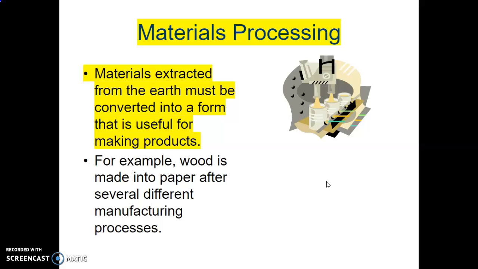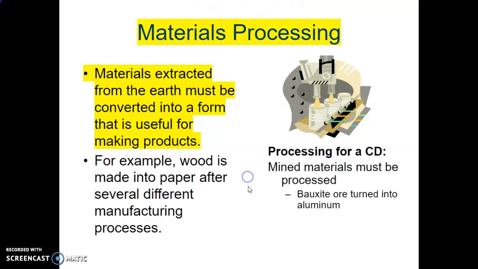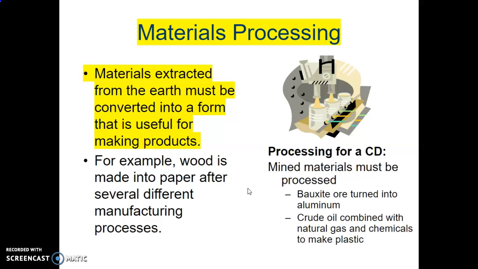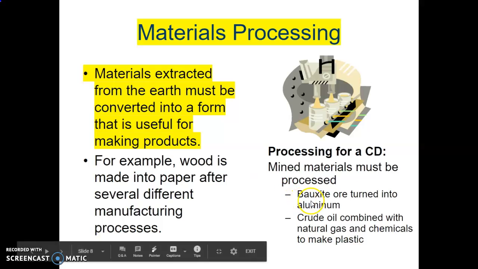Then those raw materials get processed. So materials extracted from the earth must be converted into a form that is useful for making products. Example, wood is made into paper after several different manufacturing processes. Okay, this is called materials processing. Processing for a CD: mined materials must be processed. Don't know how to say this word, bauxite, I think, turned into aluminum. Crude oil combined with natural gas and chemicals to make plastic.